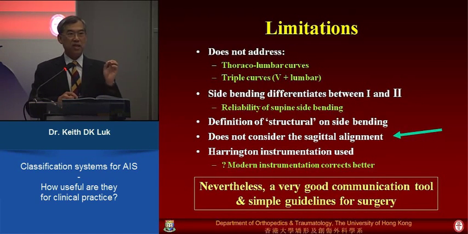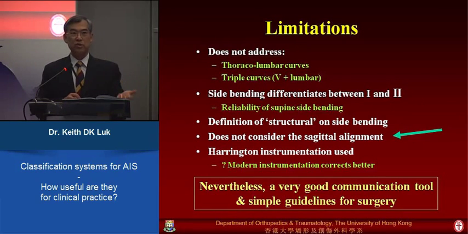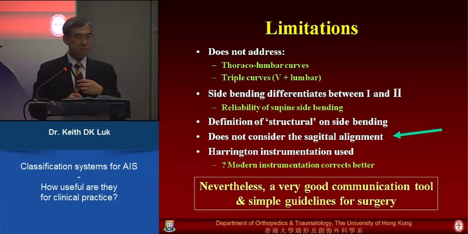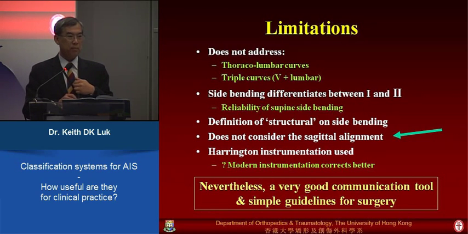But nevertheless, it's a relatively simple classification, and it can serve as a very good communication tool. As soon as I tell you there's a King 1, King 2, King 3, you know what we're talking about. And your resident calls you in the middle of the night, you know what he is talking about. And it has a relatively simple guideline for surgery: you fuse one level above, one level below your primary curve. So that's a very easy formula for people to remember. And the major problem is it does not consider the sagittal alignment.